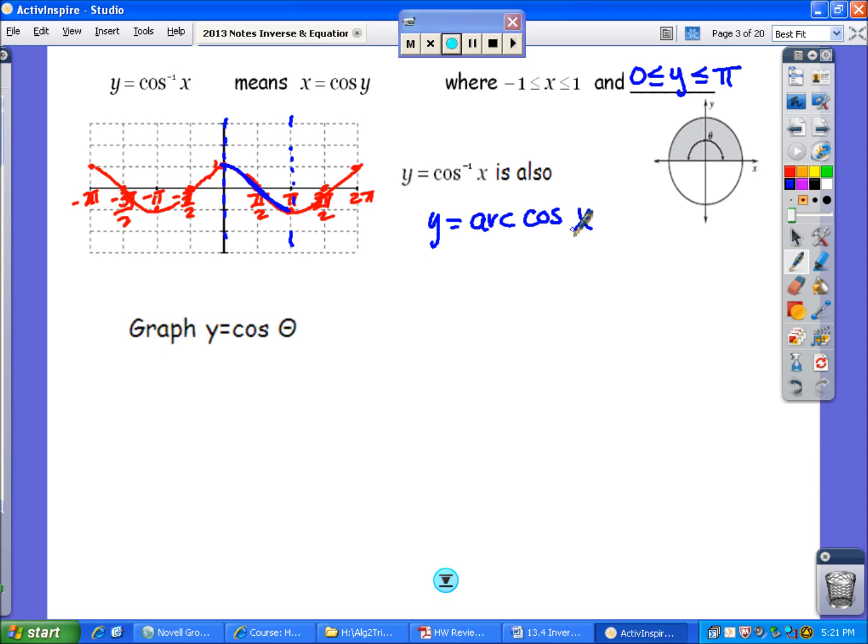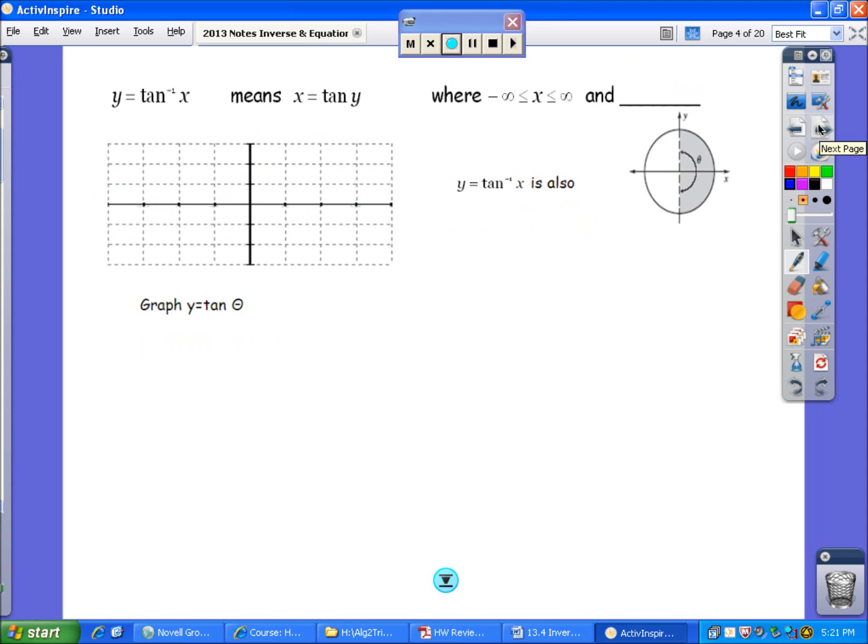All right, finally, let's look at tangent. With tangent, remember we have asymptotes at pi over 2 and 3 pi over 2, and negative pi over 2 and negative 3 pi over 2. I'll let this be 1. Every one of my scale is pi over 2 here. All right, so let's draw our tangent function.